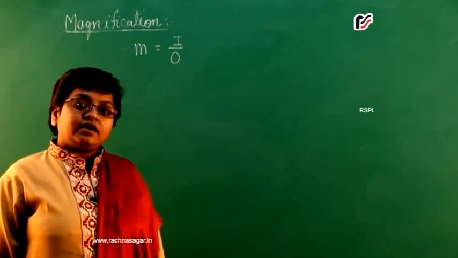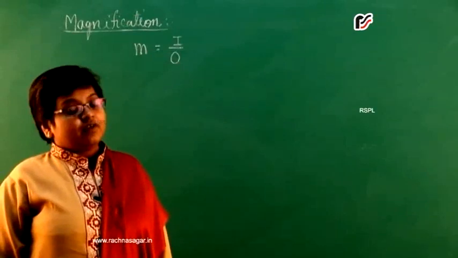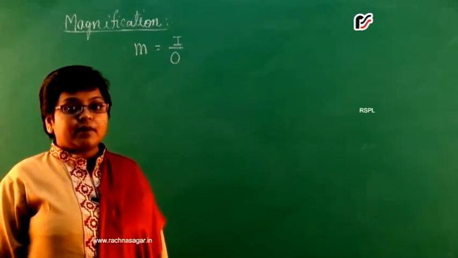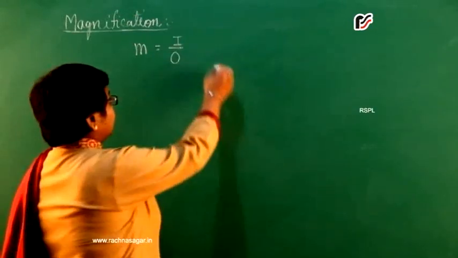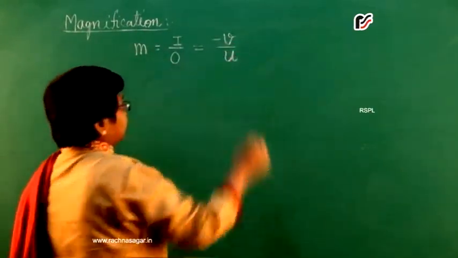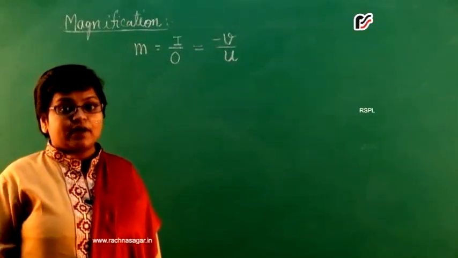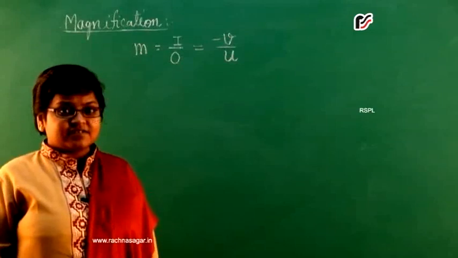If we draw a ray diagram in any case for any spherical mirror, we observe that the ratio I by O becomes minus v by u. So, this is the magnification produced by the spherical mirror. Let us take some cases.